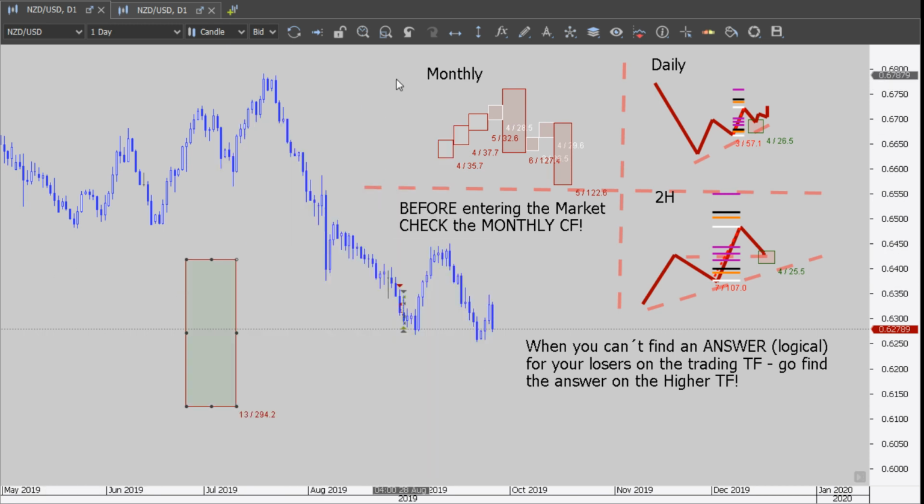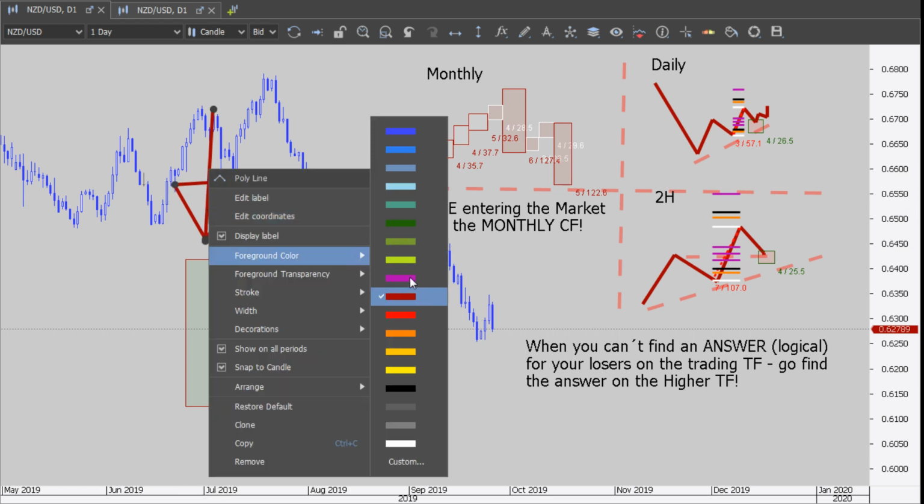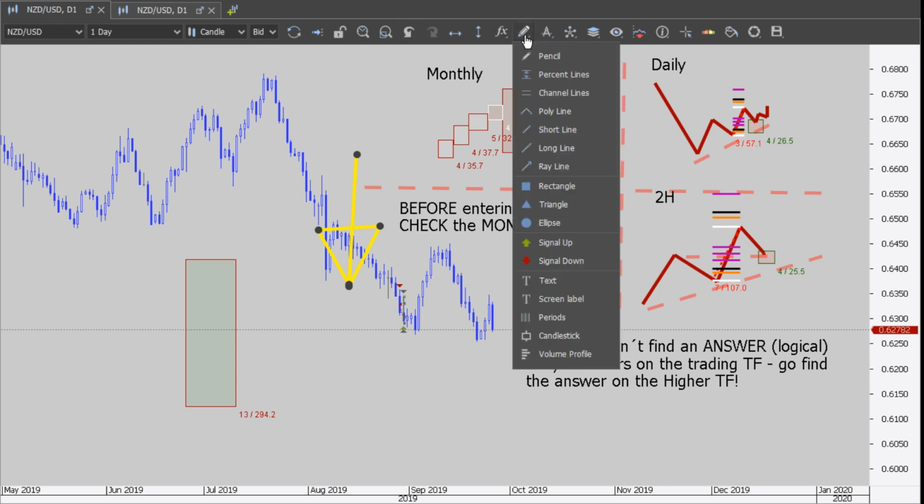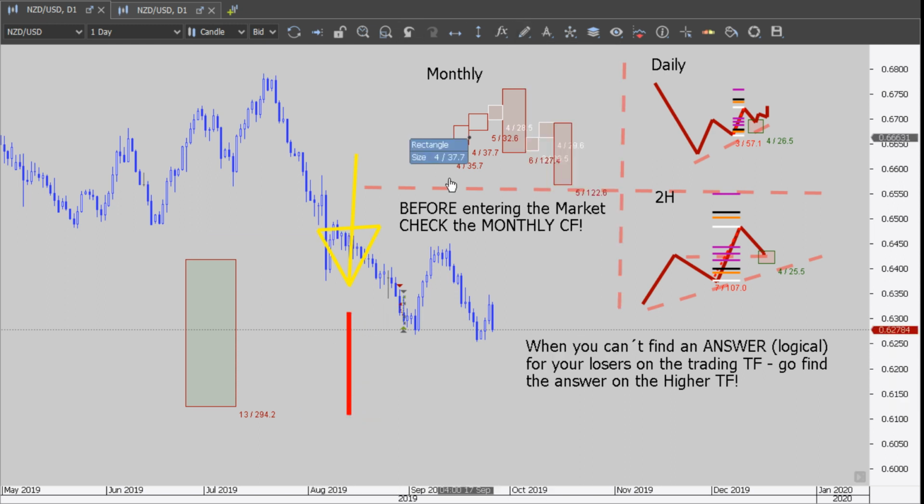Green, okay. You have a bullish candlestick formation. Let me change colors. There you go. You have a bullish candlestick formation on the monthly, but you have an indecision candle on the daily.